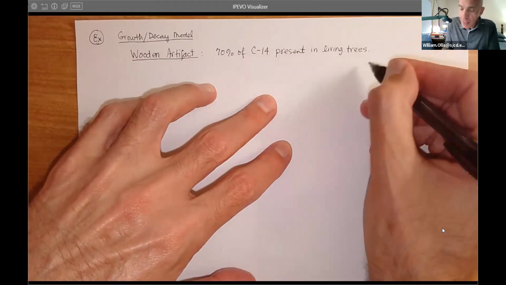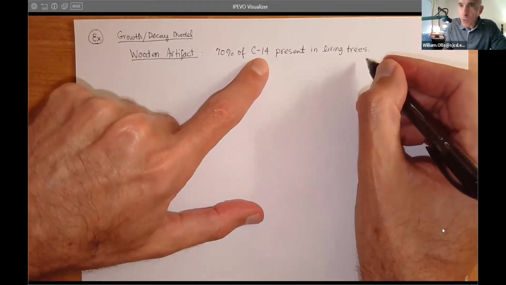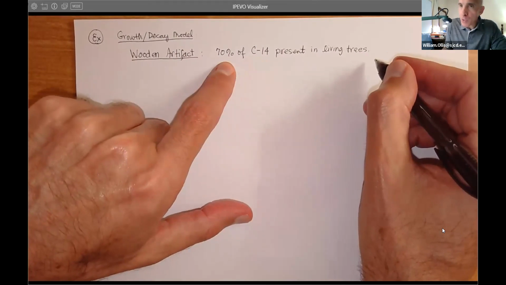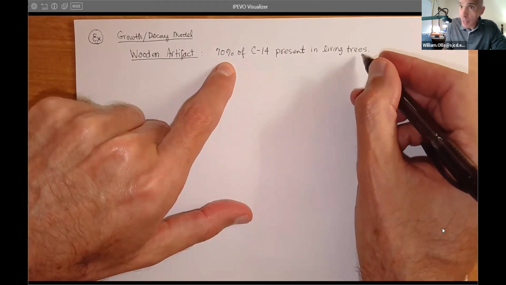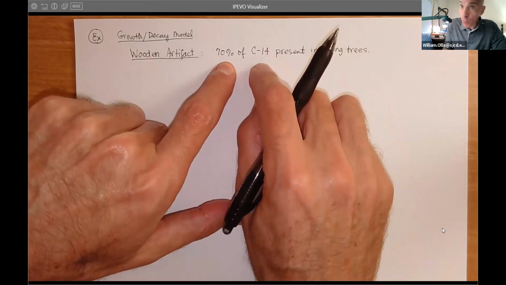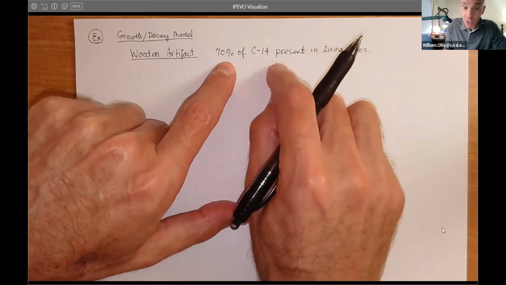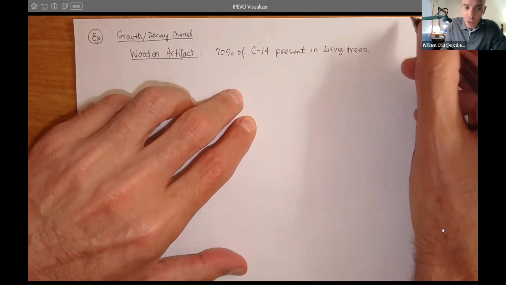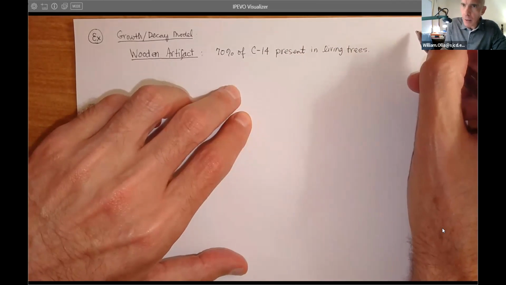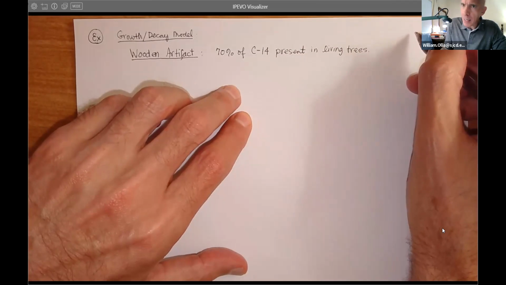So basically, the carbon-14 has decayed to 70% of its original value in the living tree. Okay, so that's really useful right there. That's good information. And then you're thinking, okay, so we need a half-life, right? And then you're going to say, how old is the tree?